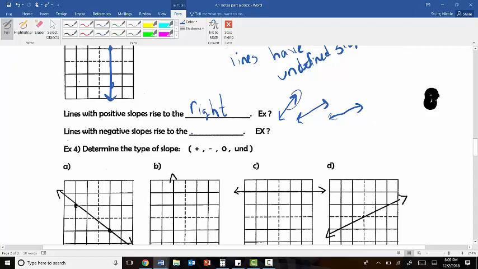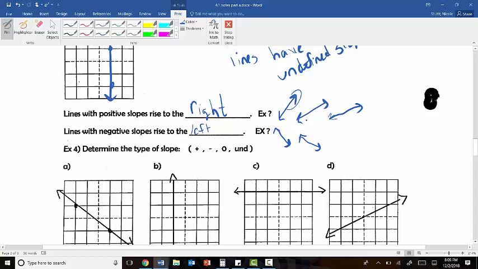Lines with negative slopes will rise to the left, so the left side will be higher. So it'll look something like that. It could be kind of shallow like that. Those are all negative slopes.